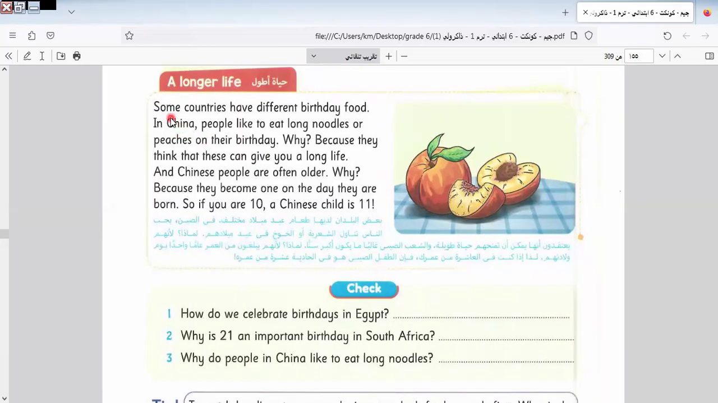Some countries have different birthday food. They have different birthday food. In China, people like to eat long noodles or peaches on their birthday.